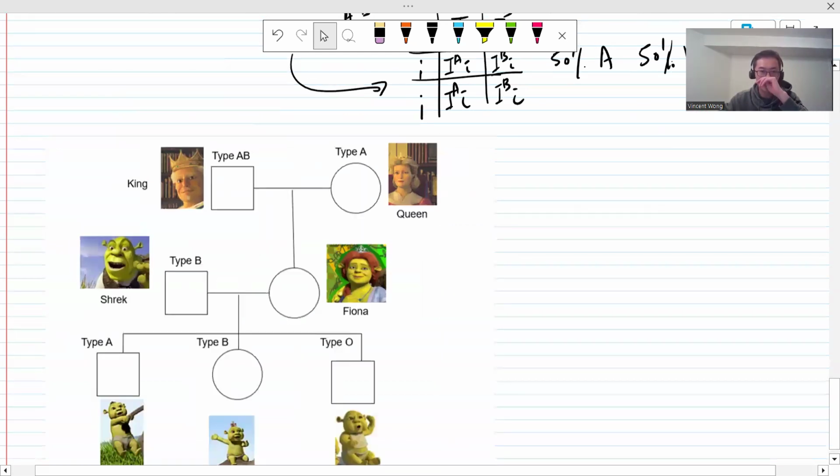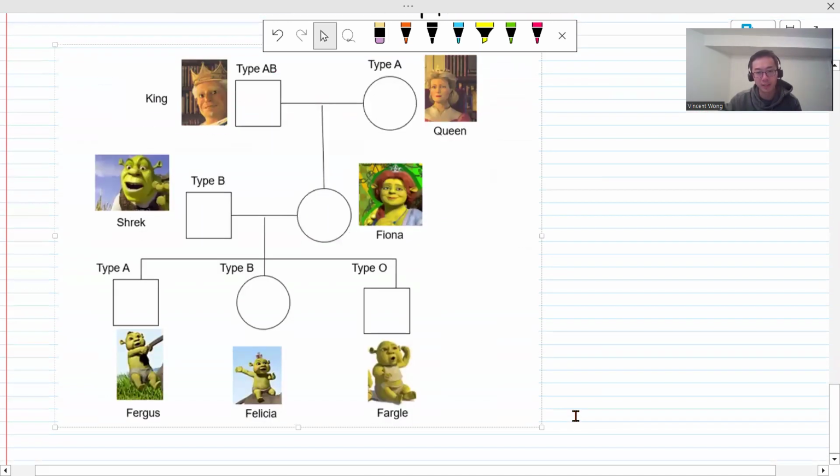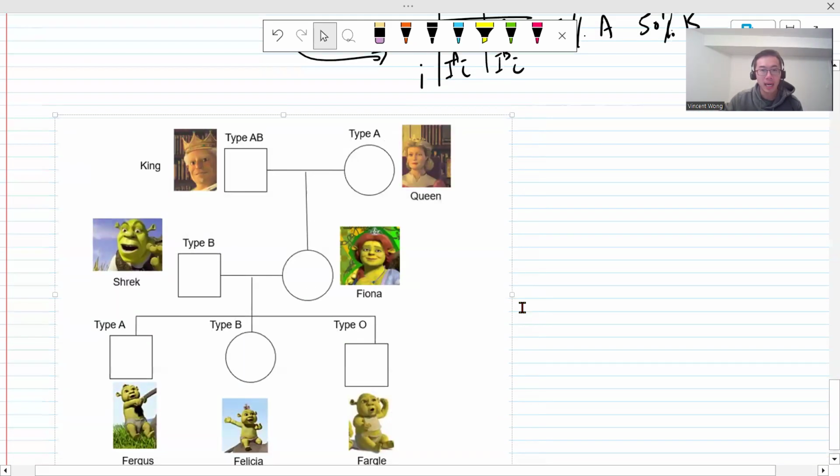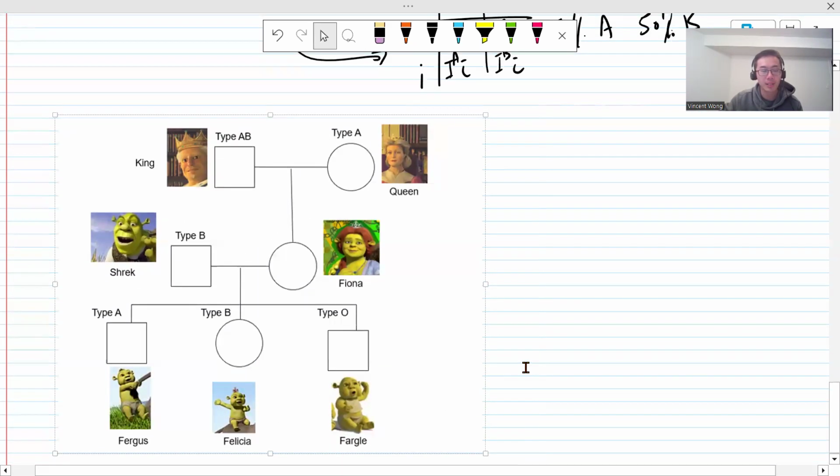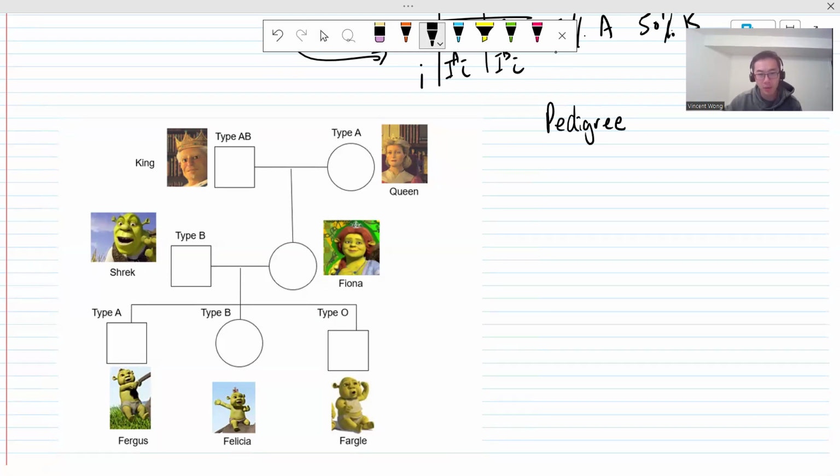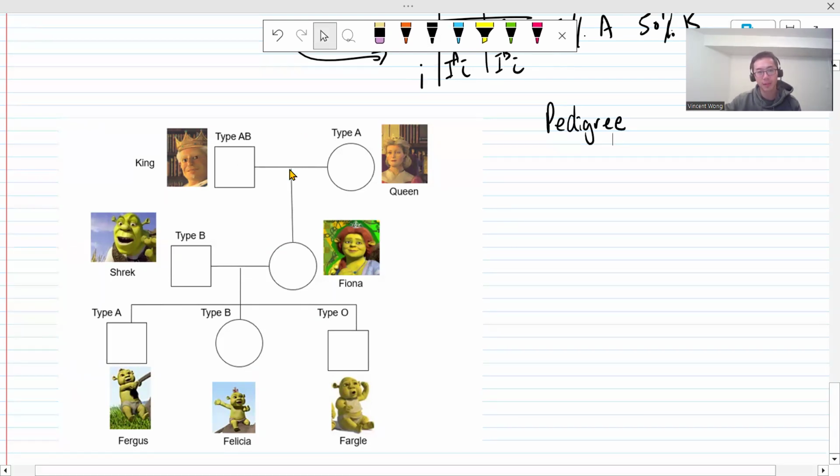Okay. So here's the Shrek family. It's an old movie. I don't know if you guys all know it. But this is a pedigree, right? We learned about pedigree last semester. Family tree. Square is male, circle is female. Same generation have kids together. Okay, so I want to figure out the blood type of everybody, the genotype of everybody in this family. I'm going to give you a moment to do that.